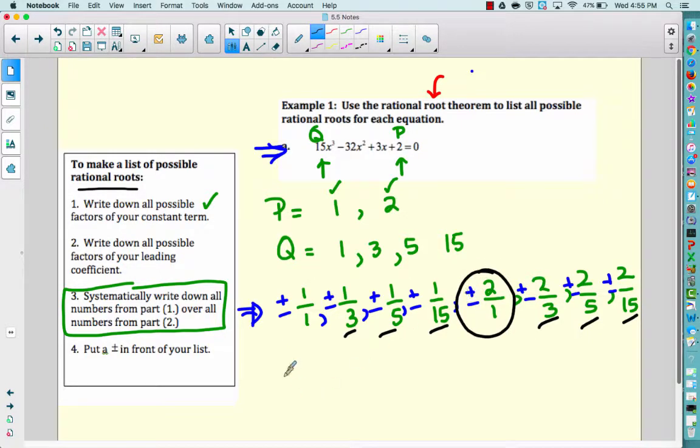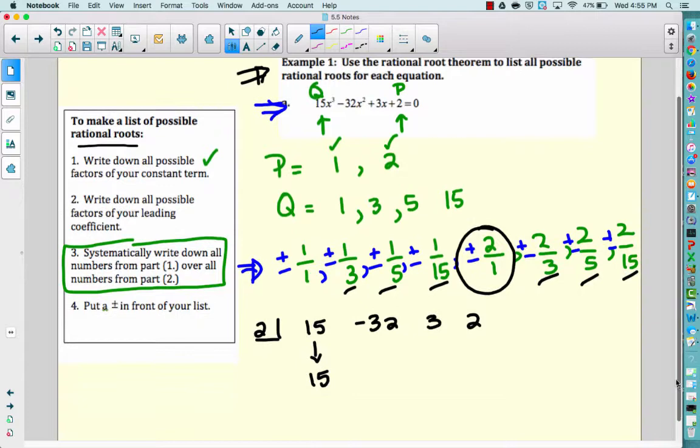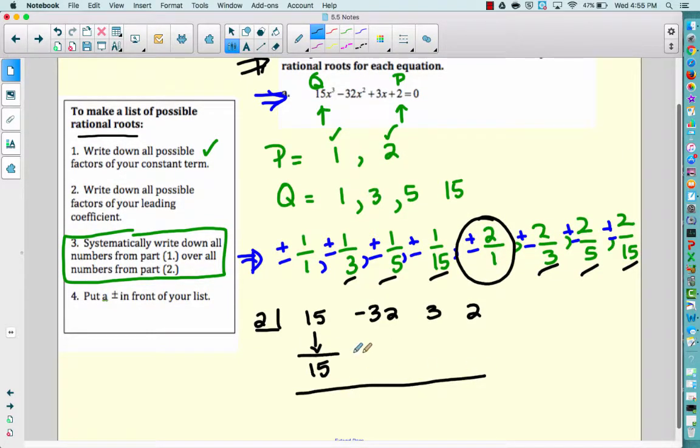So I'm going to start with the positive 2. All right, so I'm going to see if it's a root. I know this question just asks me to find the possible values, but I want to show you what happens. I'm going to pick 2, and then I'm going to use synthetic division. So 15, negative 32, 3, and 2. And I'm going to bring down the 15. Let me get some more room here. Bring down the 15 and do 2 times 15, which gives me 30. And then make sure you add down, and we get negative 2.